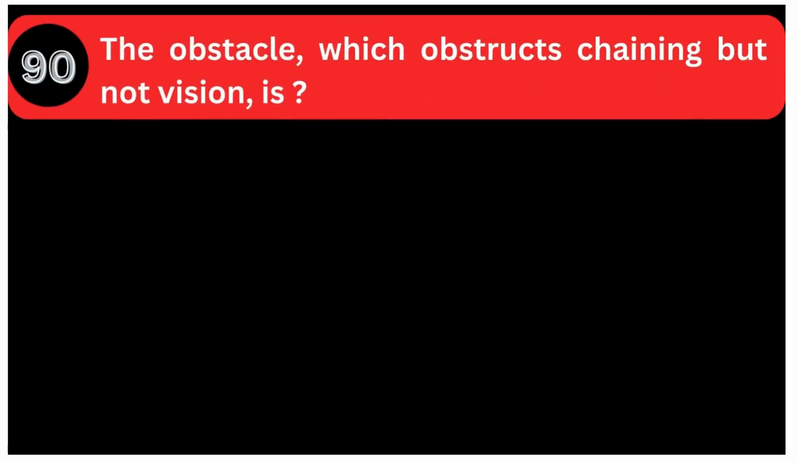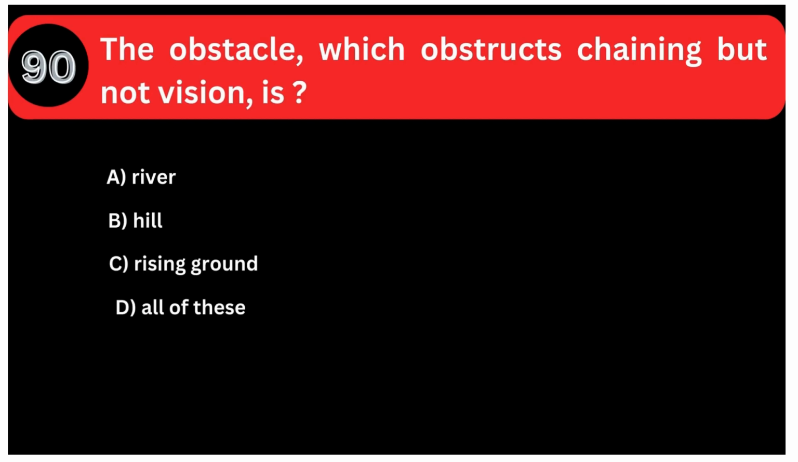The obstacle which obstructs chaining but not vision is. Options A. River. B. Hill. C. Rising ground. D. All of these. Answer A. River.